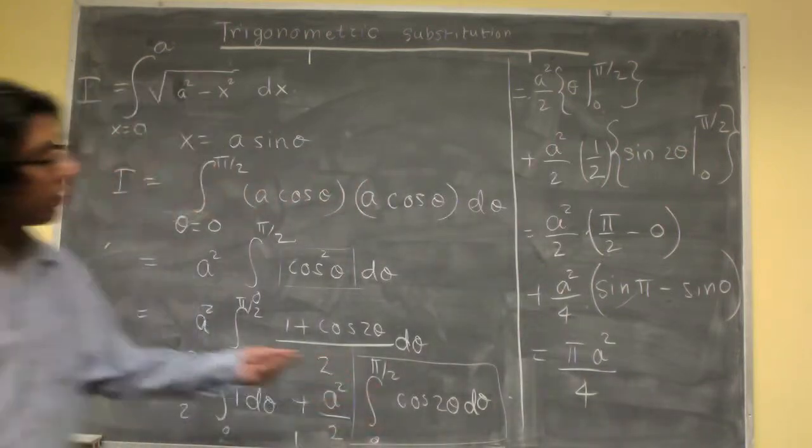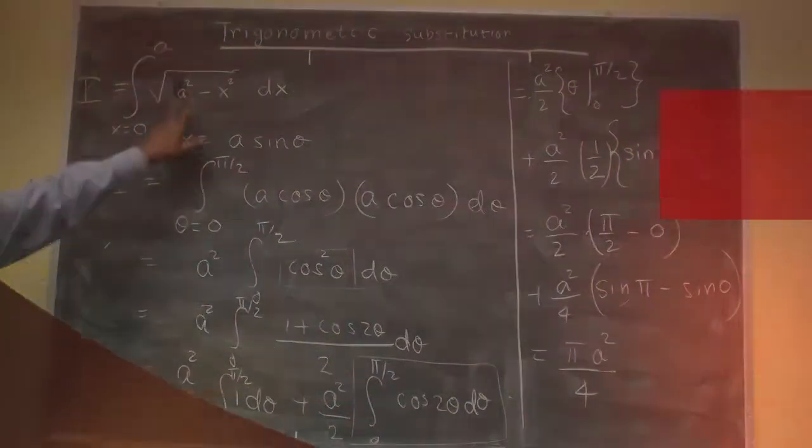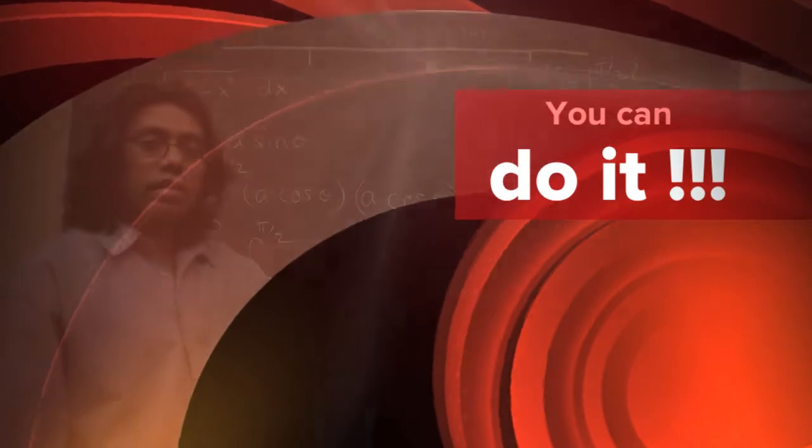Now remember, our problem was essentially the area of a quarter of a circle. So the area of a circle is 4 times that, which is pi times the radius squared.